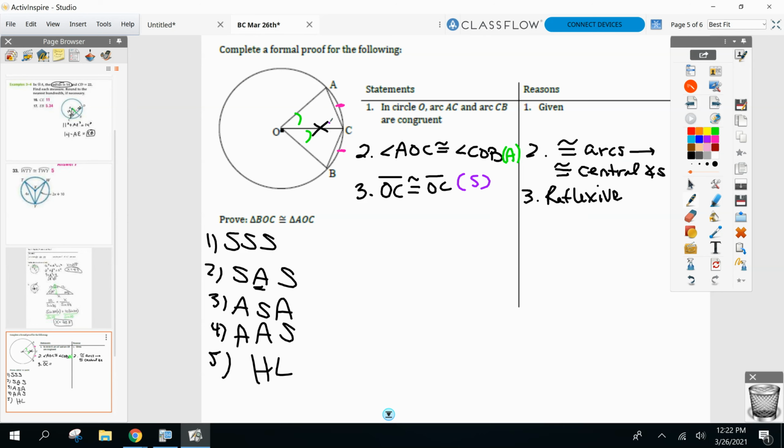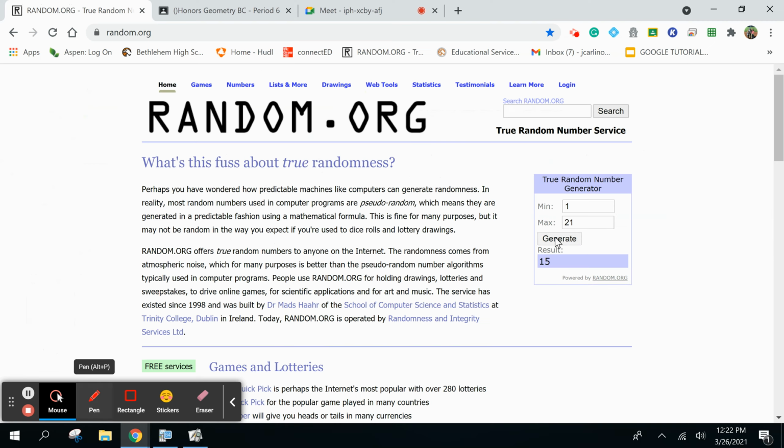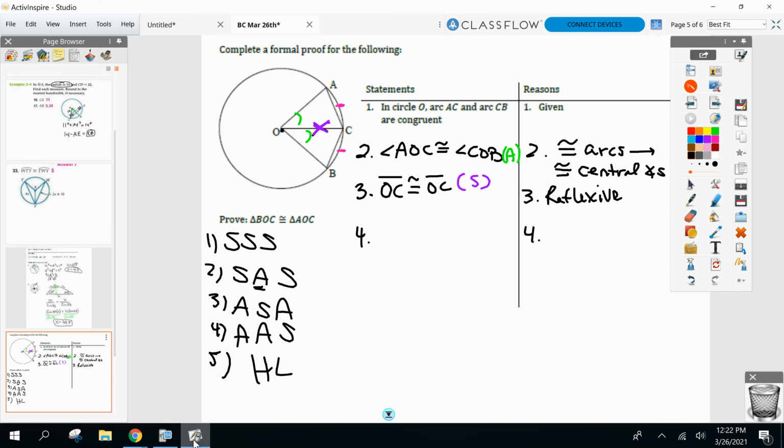There's a side. Ooh, it looks like we need maybe one more pair. Got another pair up here for me? Eric, got another pair? You can say OA and OB are congruent. Good job.